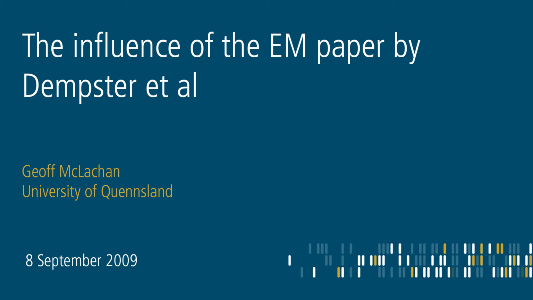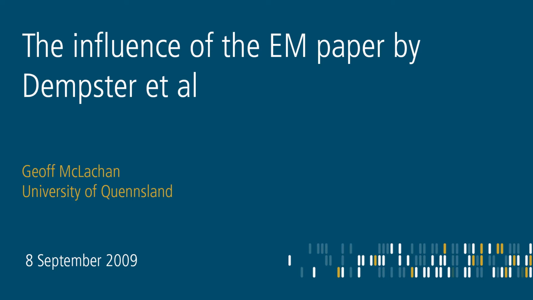We need the EM algorithm in situations where we can't write down the maximum likelihood estimate in closed form. It has to be computed iteratively, and the EM does that by alternating these E and M steps. It's called the EM because it has this E step followed by a maximization step, and this is taken from the abstract of the paper.